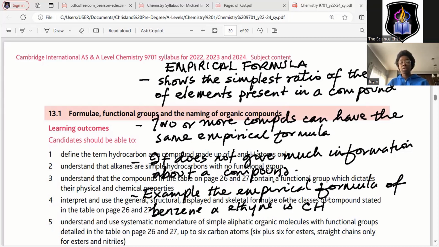All right. So we'll stop here today. Your assignment: go and read up on empirical formula, molecular formula, and structural formula, and types of structural formula, right? So when we start tomorrow, you will tell me about them first before we continue. Okay.